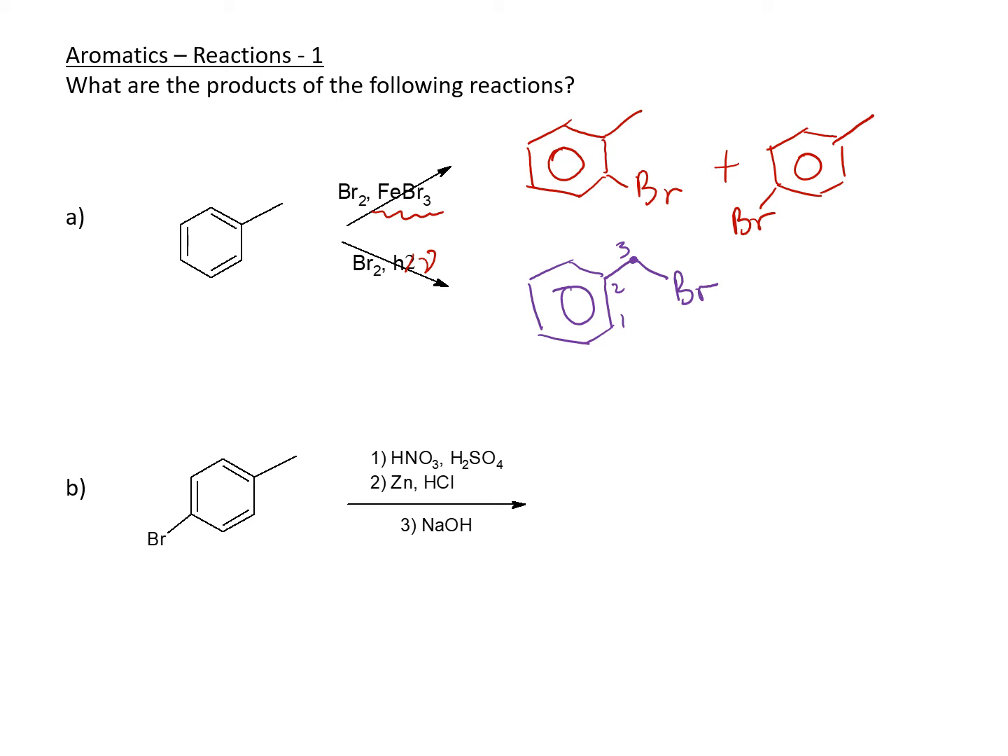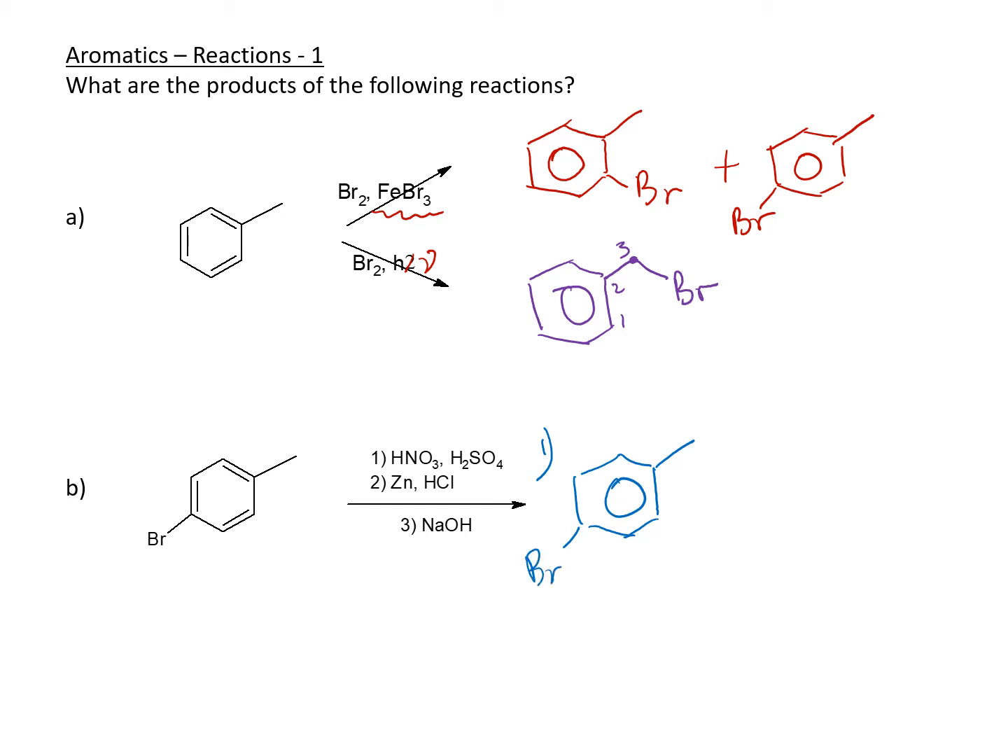Let's look at reaction B. In the case of B, we have para-bromotoluene. And the first reaction we have to do is with nitric acid and H2SO4. So it means that I'm doing nitration. So I'm going to write out all the products that we'll get for this one. So here is the bromine.